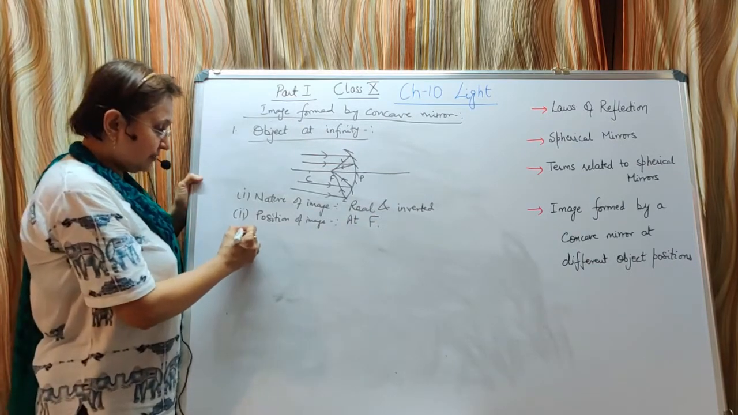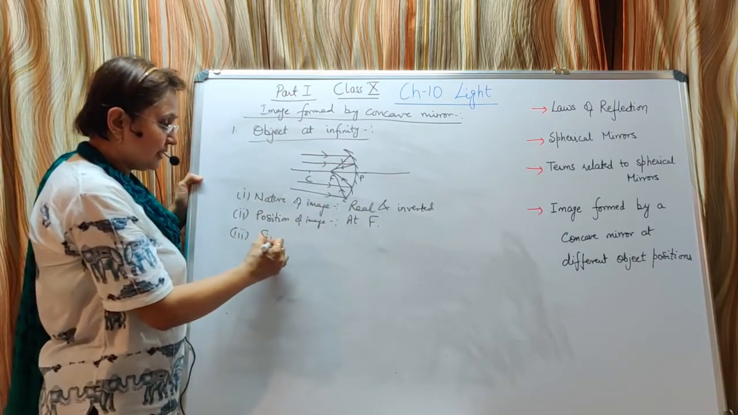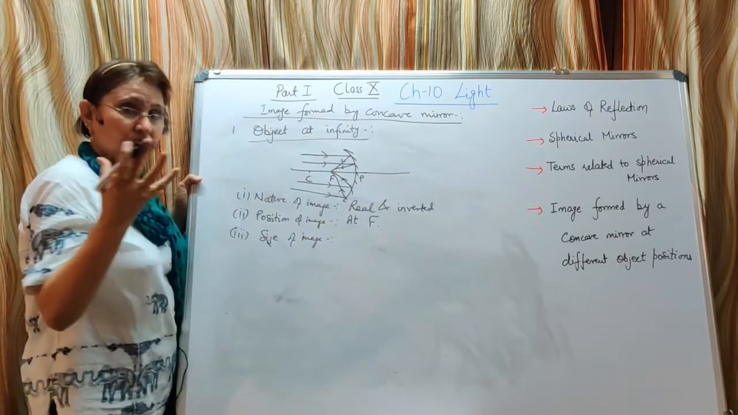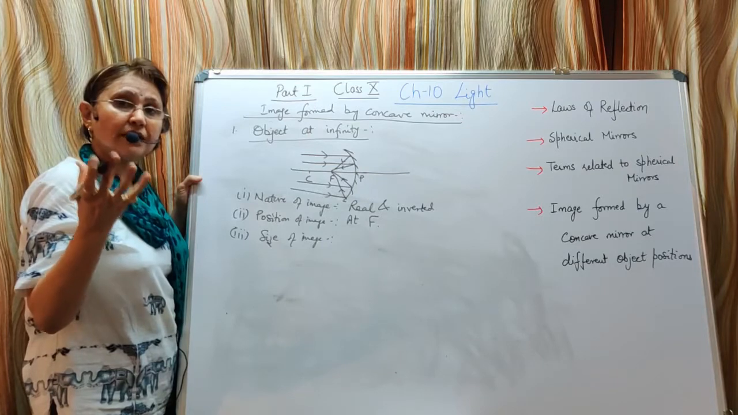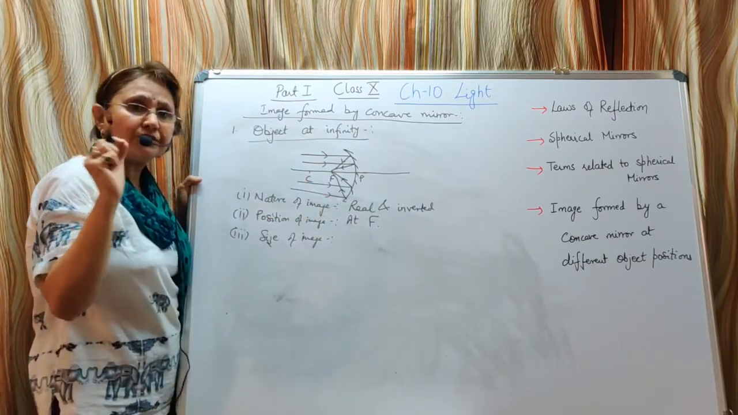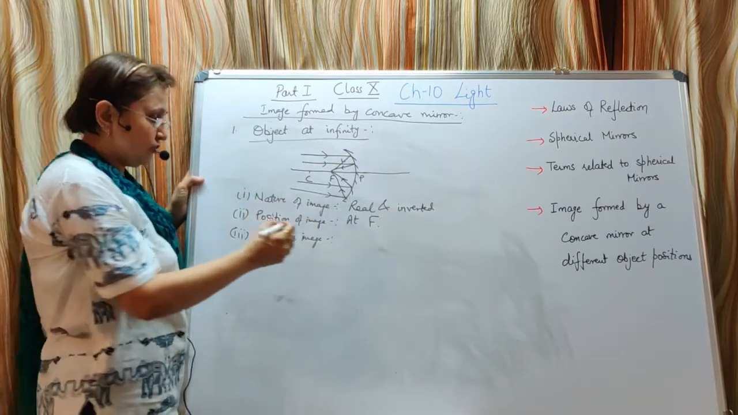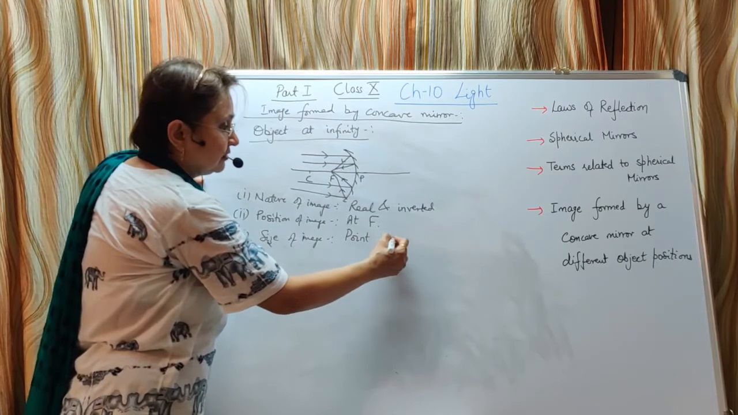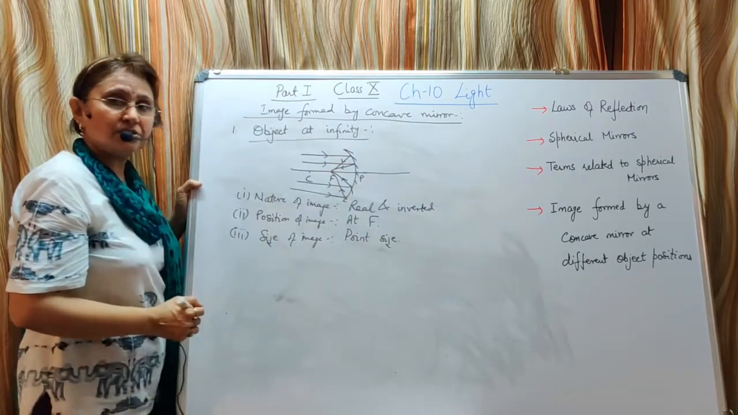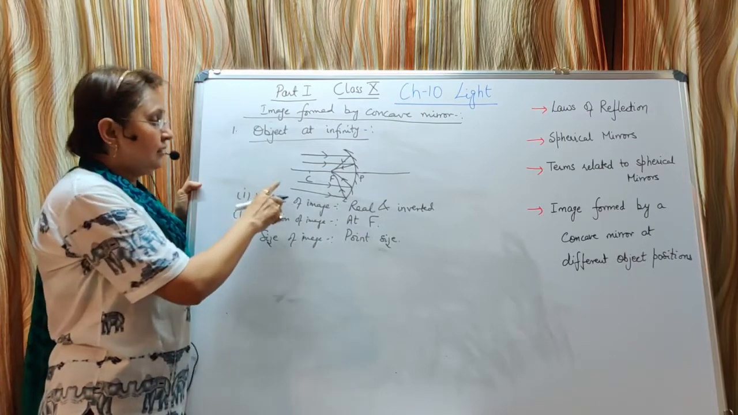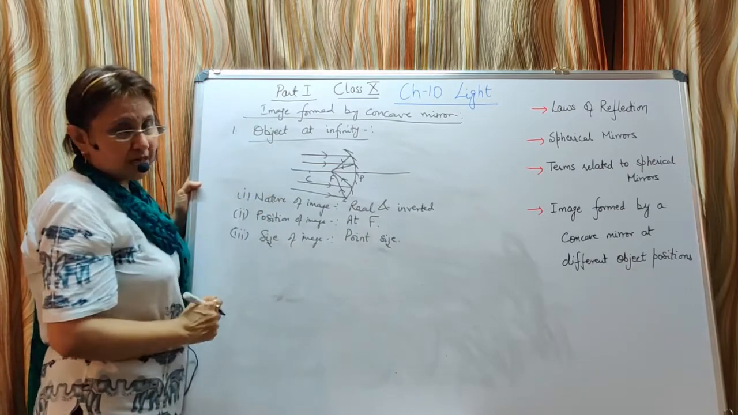The third point we'll discuss is size of the image. The object is very big, quite large like the sun, but the image formed is the bright spot of the sun, that is, a point image is formed. So the size of the image is point sized. Okay, so these are the 3 points when the object is placed at infinity.